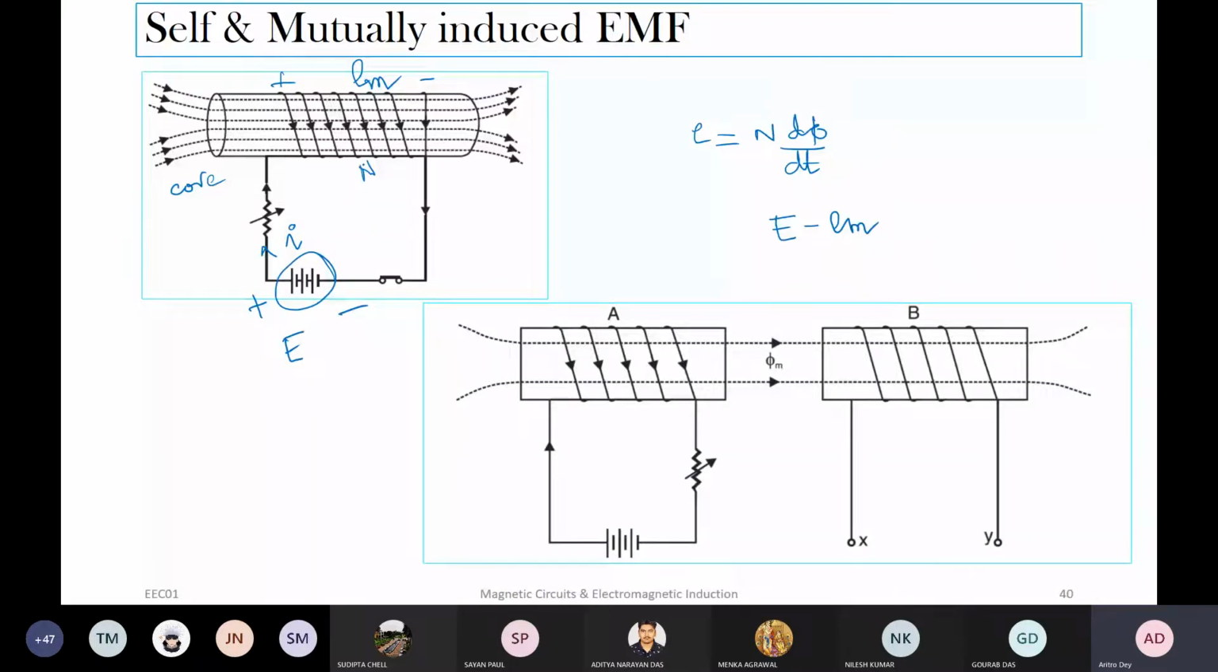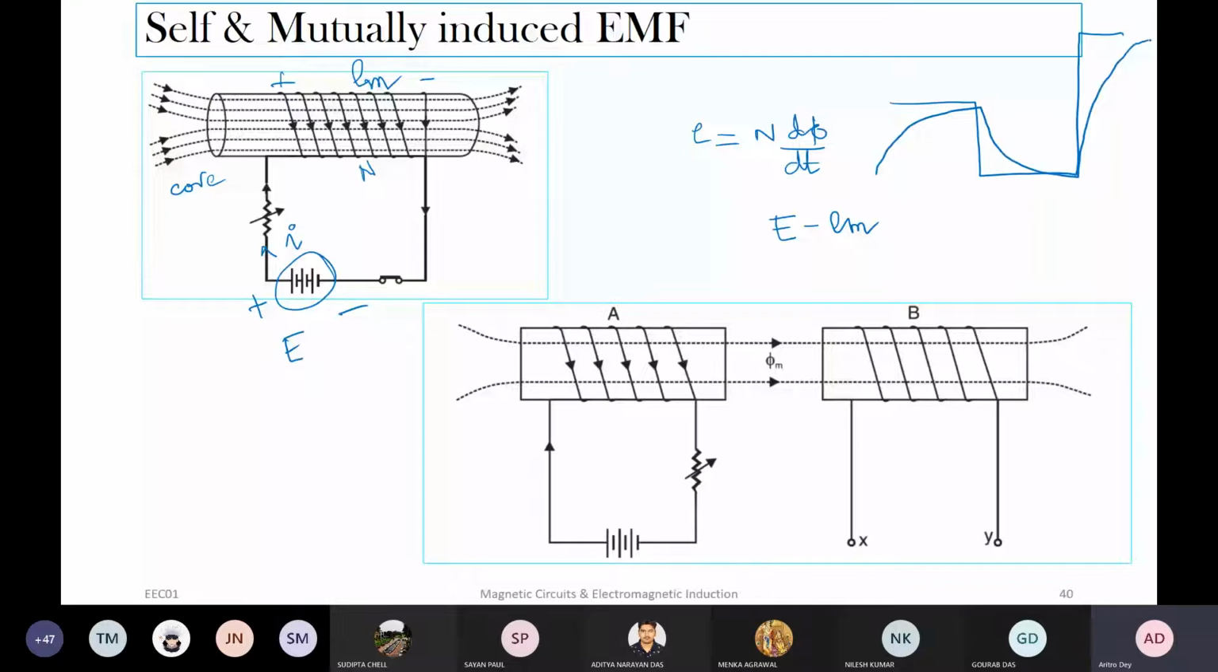As it is trying to resist, it will not effectively nullify, but it will try to resist. So if we have an inductive circuit, and we suddenly make and break the switch, the current will flow like this. This is the variation. And accordingly, you will see that the induced EMF will be developed like this. So you can see that immediately it is not responding.